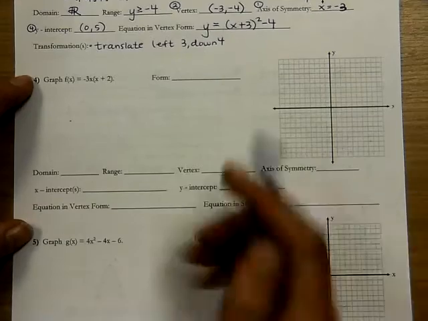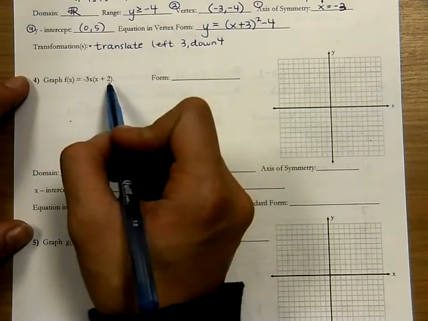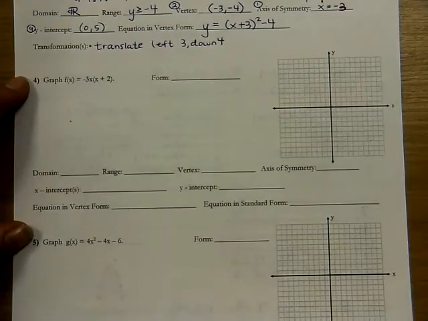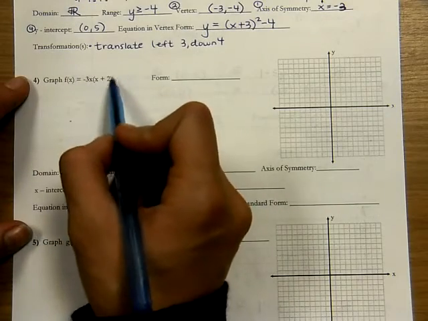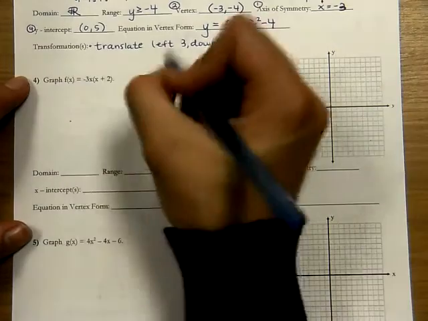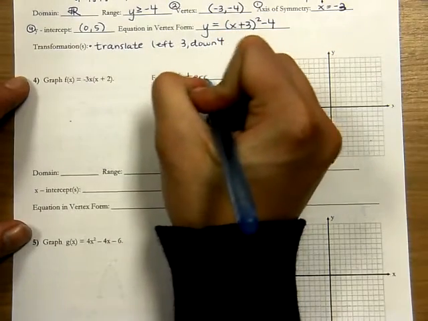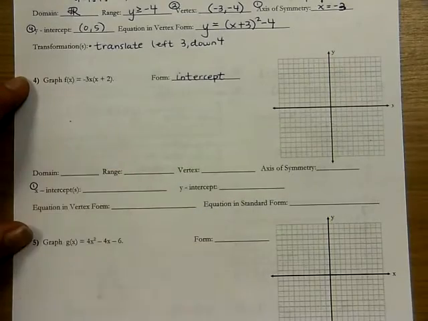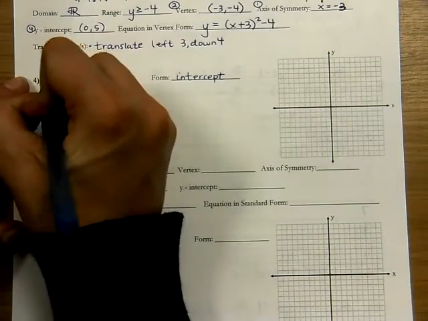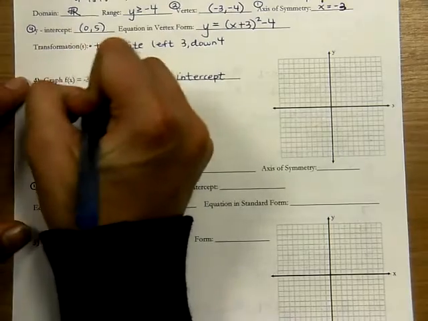Moving on to the next graph here. When I see this, I only see one set of parentheses, so sometimes I'm inclined to think that this would be vertex form. However, I see two x's being multiplied together and nothing's being squared. So that tells me this is actually intercept form. And I'm reminded that when something's in intercept form, the very first thing I'm going to do is find those x-intercepts. I find the x-intercepts by letting y equal 0 and then solving for x.